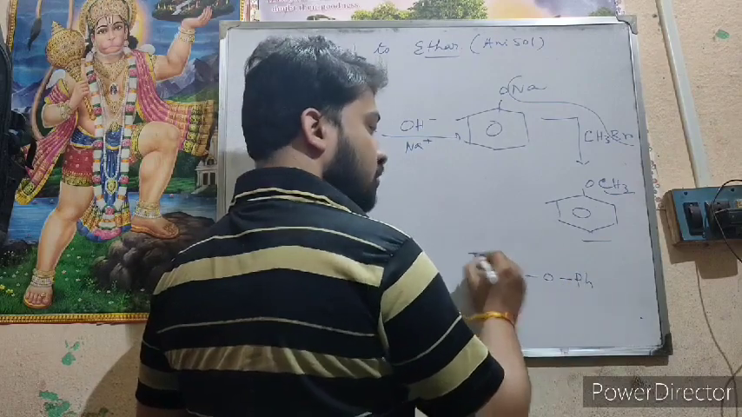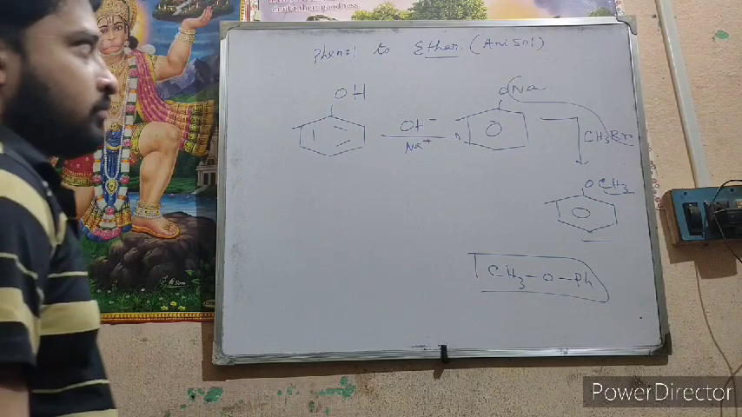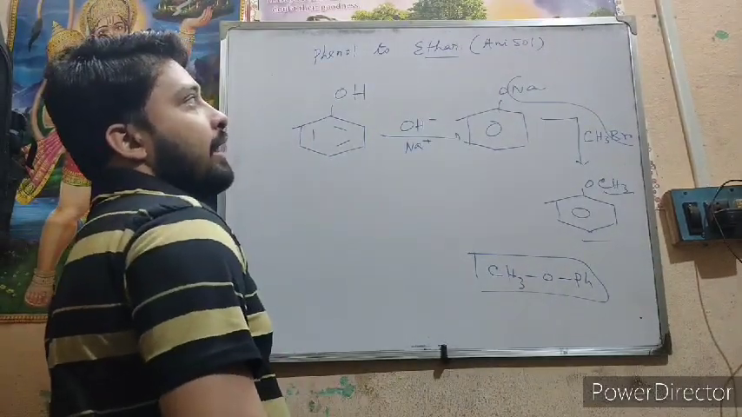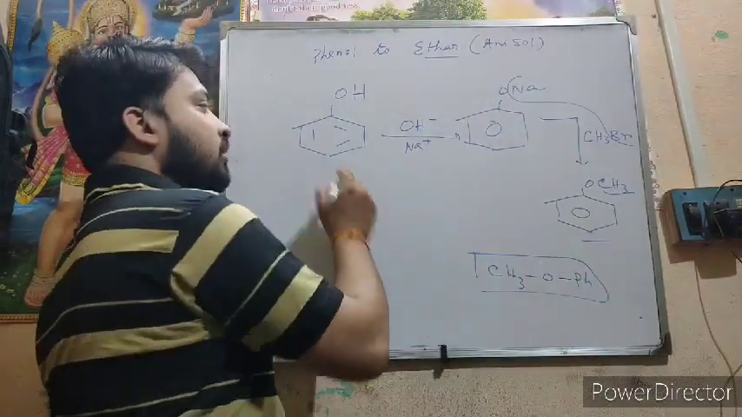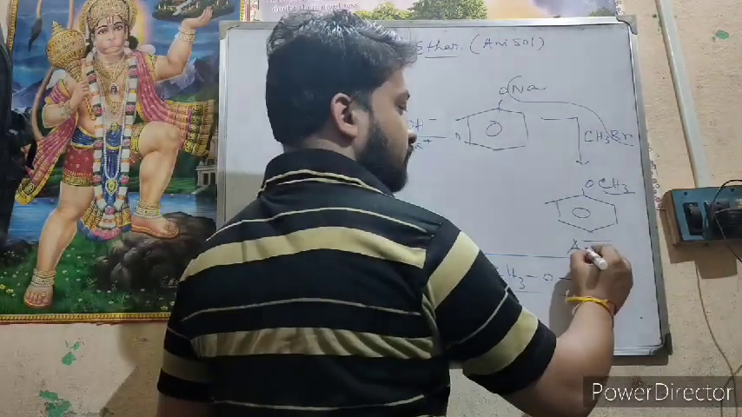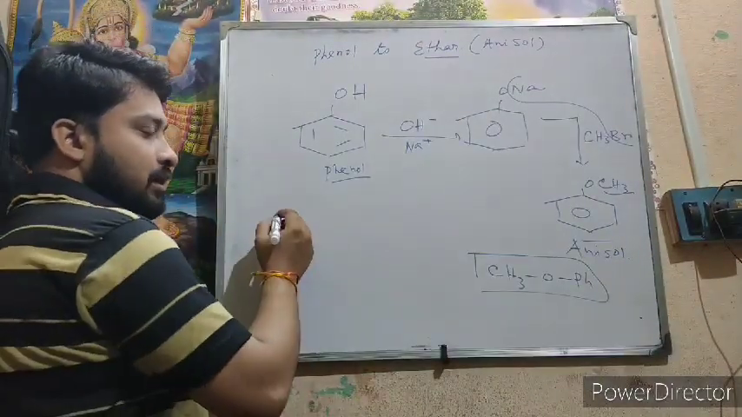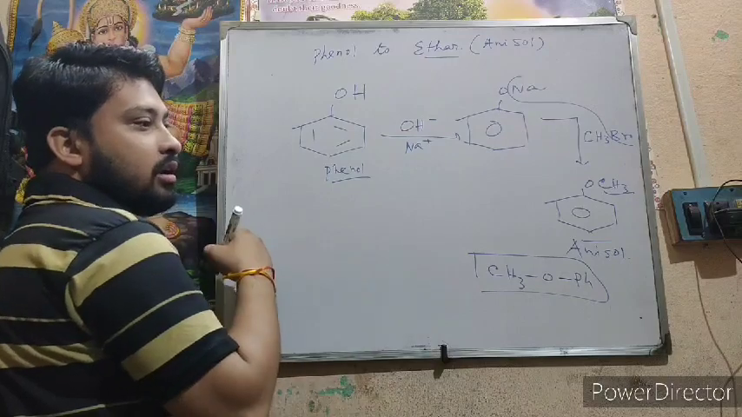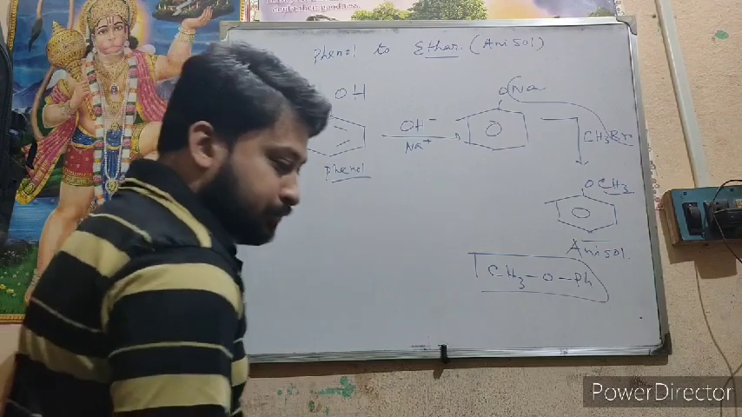So this is also an ether. You can use this method to prepare anisole from phenol. This is phenol and this is anisole. Very easy method. So you can use Williamson synthesis, or you can use the first one, to prepare ether.